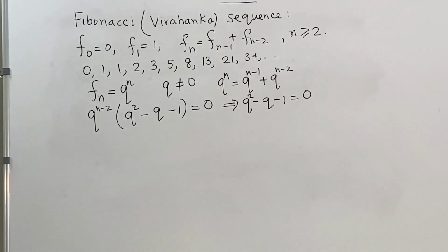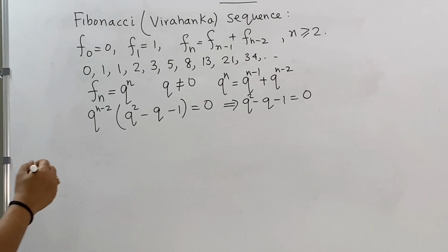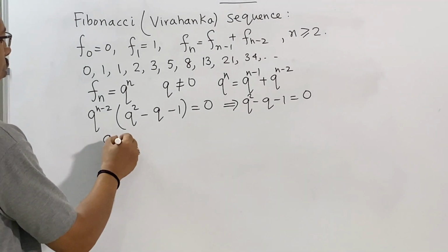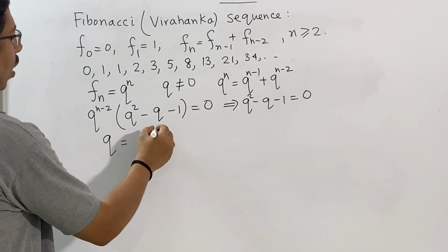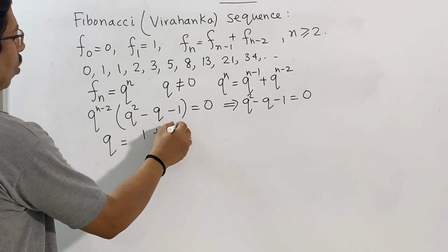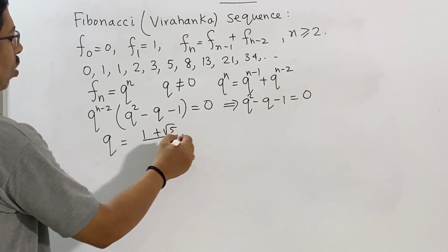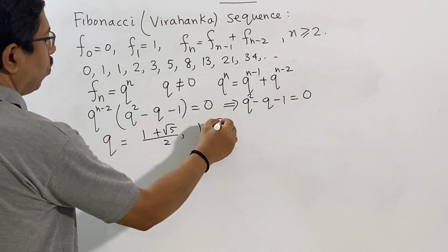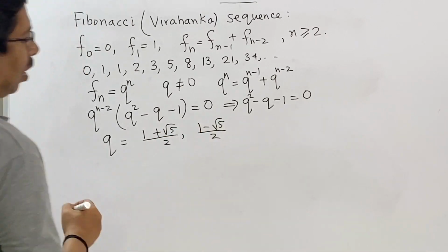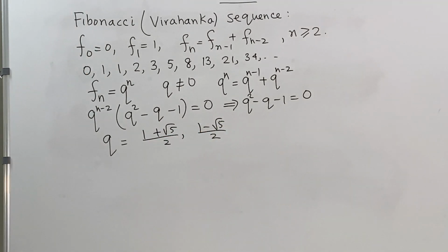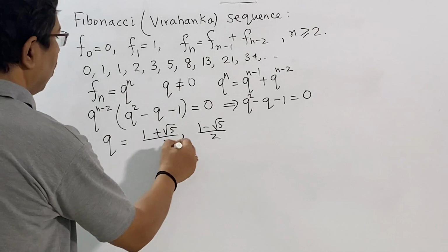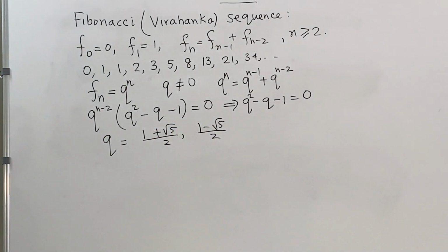Now this is a simple quadratic equation, and by the quadratic formula, we get q as (1 plus root 5) by 2, this is one root, and (1 minus root 5) by 2, this is another root. So q has two solutions, (1 plus root 5) by 2 and (1 minus root 5) by 2.